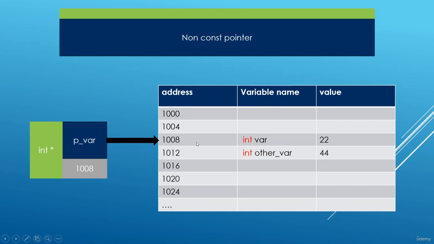The other thing we can do is change this pvar and make it point somewhere else. Now it is pointing to 1008, but it is possible to make it point to 1012. And we can do that. And we're going to see how we can do that once we get to try this in Visual Studio Code. I just want to get the concepts straight here.